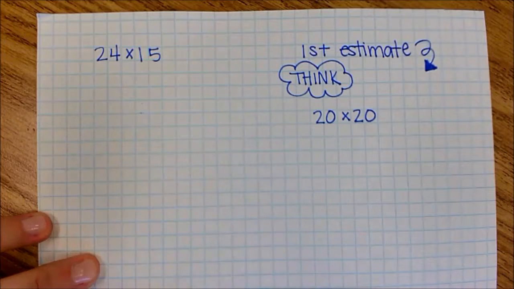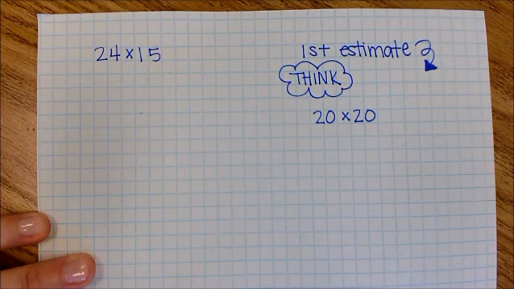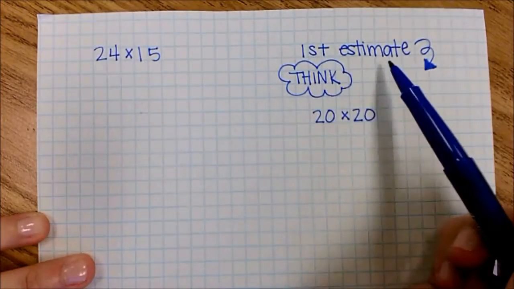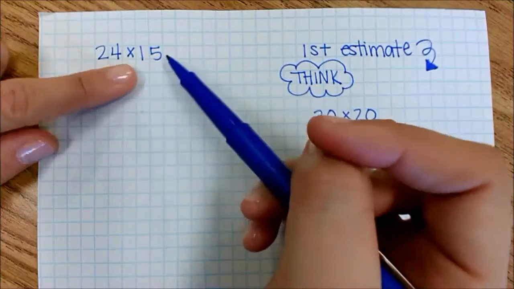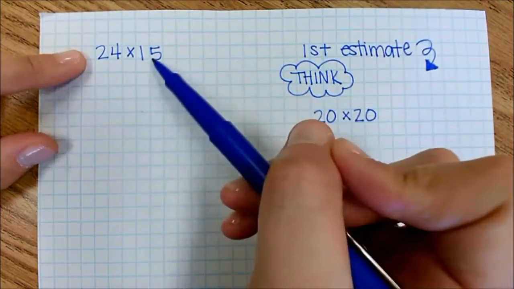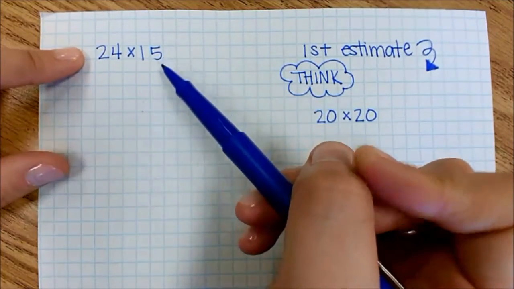My problem here is 24 times 15. So before I even tried to do the problem, I want to first estimate. So I want to think 24 and 15. What could I round these two numbers to create a basic math fact?